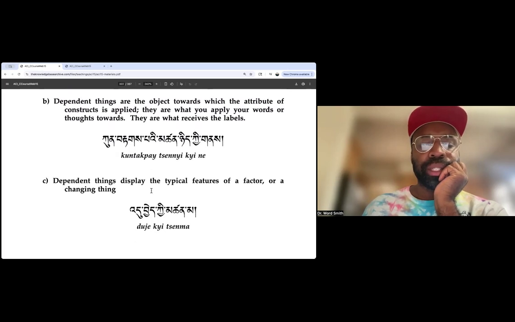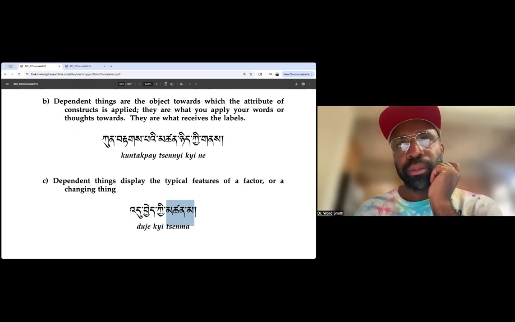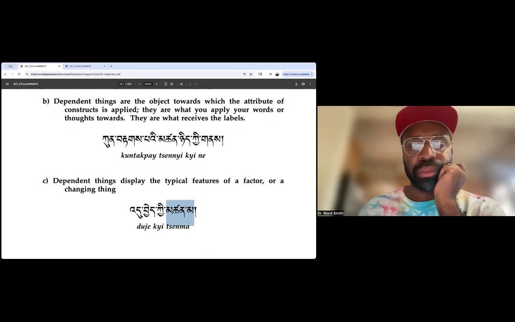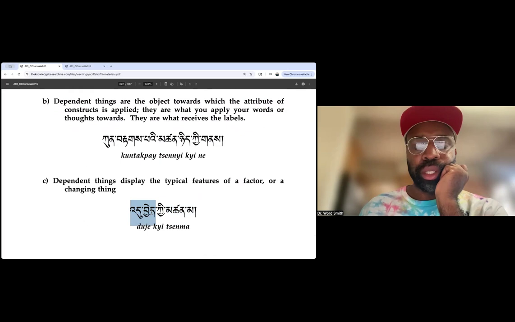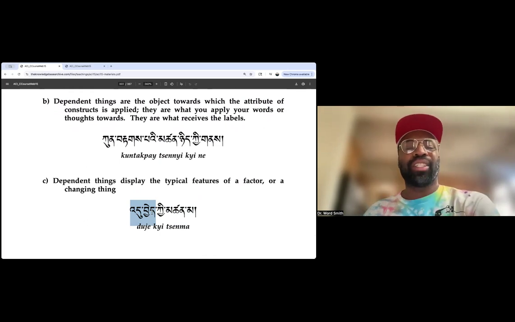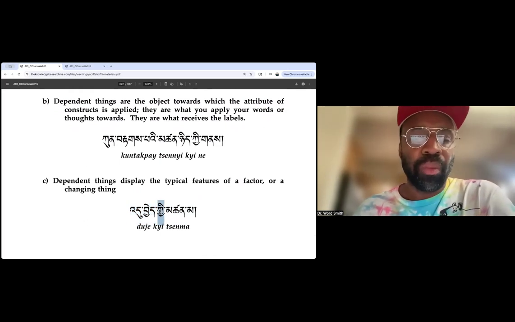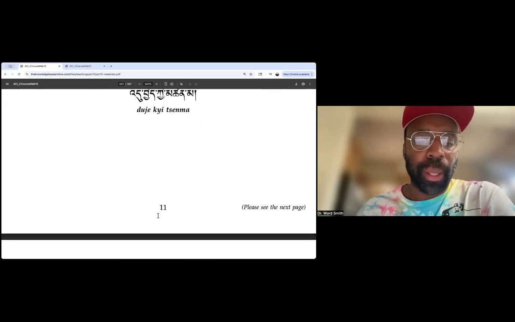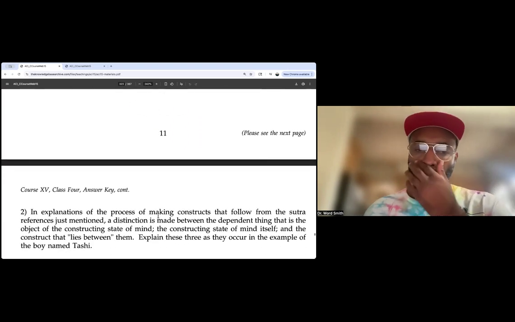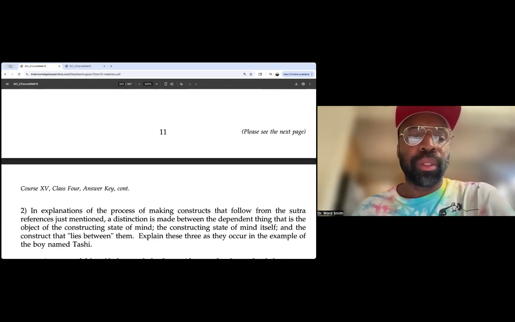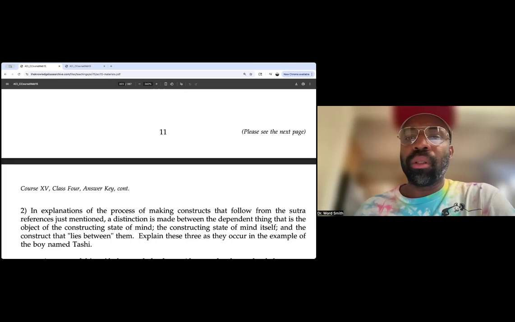But that's okay. Dujiki tsenma. Tsenma means sign or feature, mark, something like that. Duje means a changing thing, a thing that does something. All right. Thank you, Lauren.